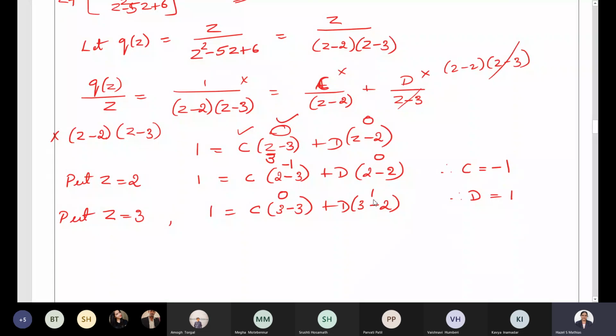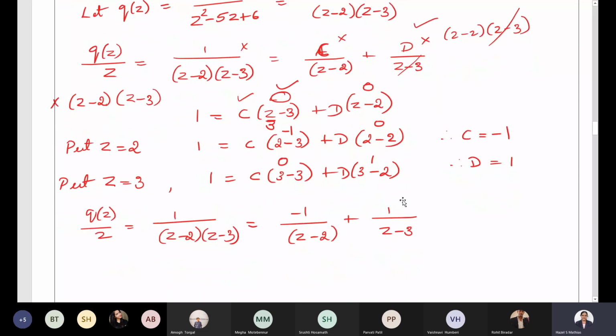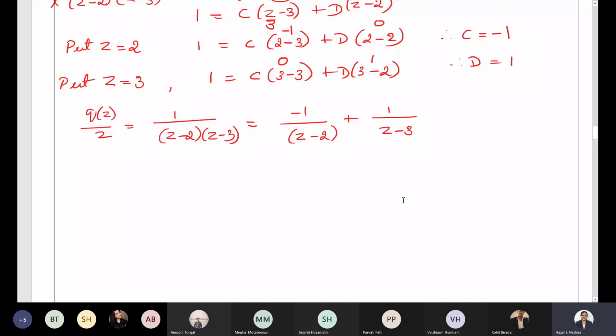Okay. Now let us put the values in here. Q of z divided by z equal to 1 divided by z minus 2 into z minus 3. That is equal to, substituting the values of c and d over here, c is minus 1 divided by z minus 2, plus d value is 1 divided by z minus 3. Now what is Q of z?